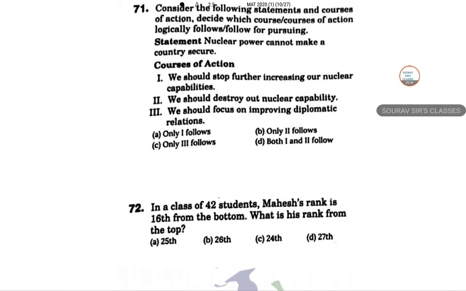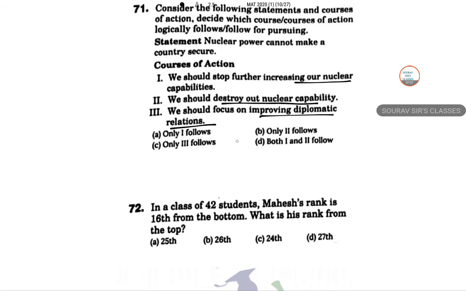71. Consider the following statement again. Nuclear weapons cannot make a country secure. Courses of action: We would stop the further increase of our nuclear capabilities. We would destroy our nuclear capability. We would focus on improving diplomatic relationships.